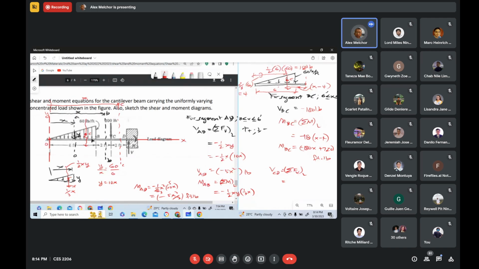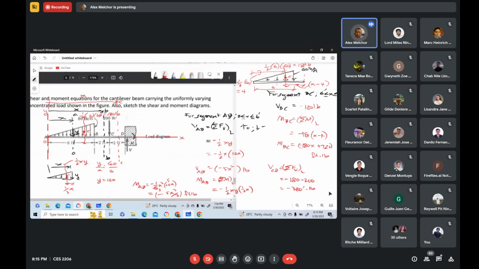So that is equal to 1/2 times the base, 6, times the height, 60. So that gives us 180, right? So this is 180 pounds. So to the left of this section, there are only two forces acting: that resultant, and that force. So negative 180 minus 200. This gives us negative 380 pounds.